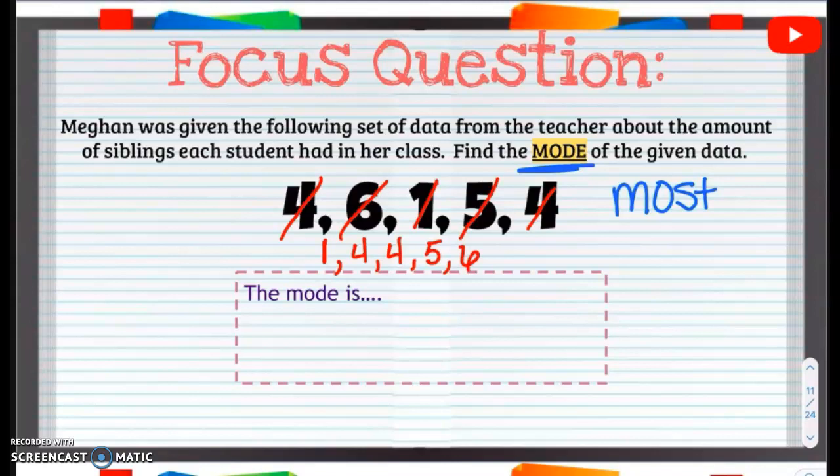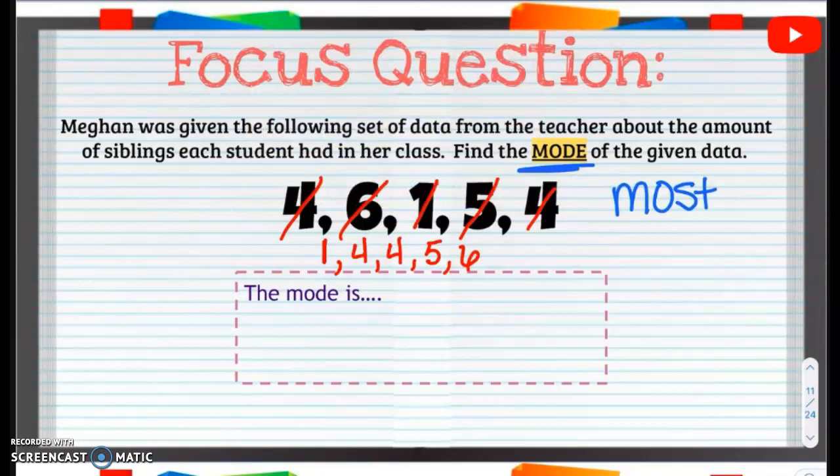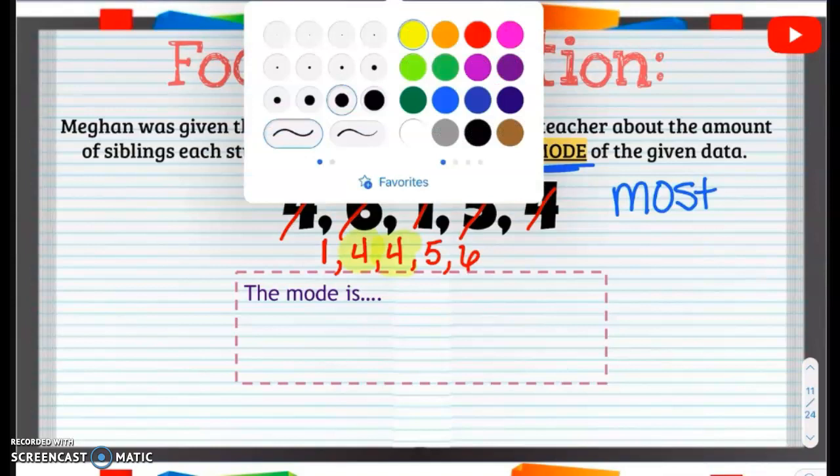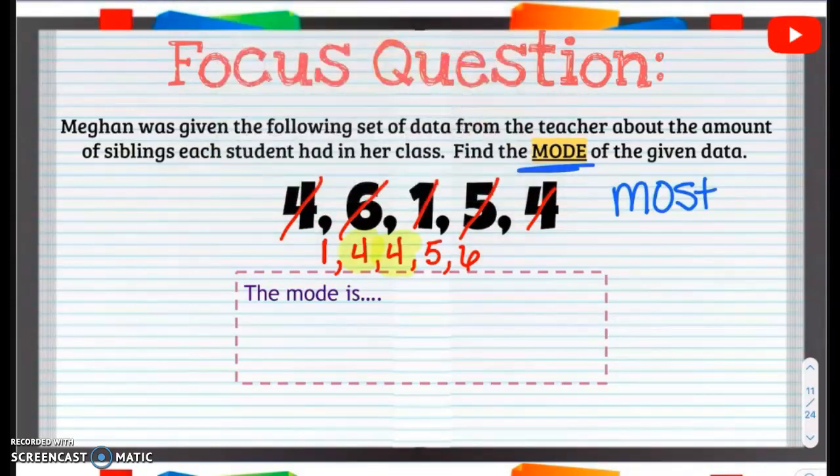Now, what number do we see the most? What number is there the most of? There's only one 1. Oh, here's two 4s. So our mode is going to be 4. The mode is 4. So all you have to do there is type in that 4, and that is literally it. Great job.